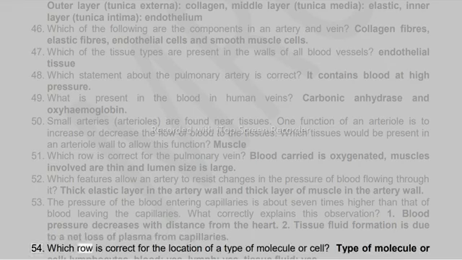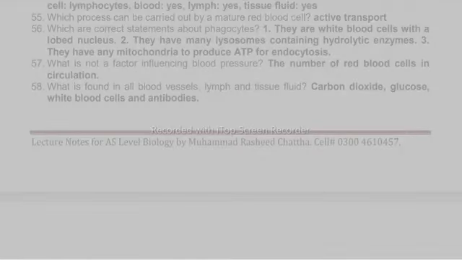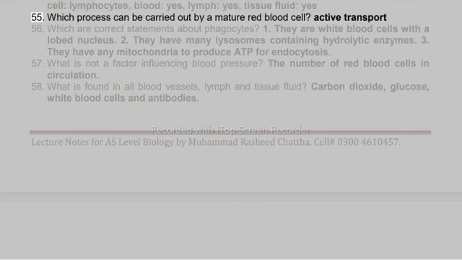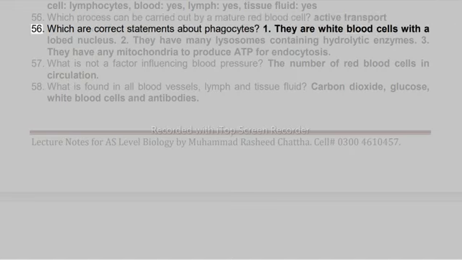54. Which row is correct for the location of a type of molecule or cell? Type of molecule or cell: lymphocytes, blood, yes, lymph, yes, tissue fluid, yes. 55. Which process can be carried out by a mature red blood cell? Active transport. 56. Which are correct statements about phagocytes?